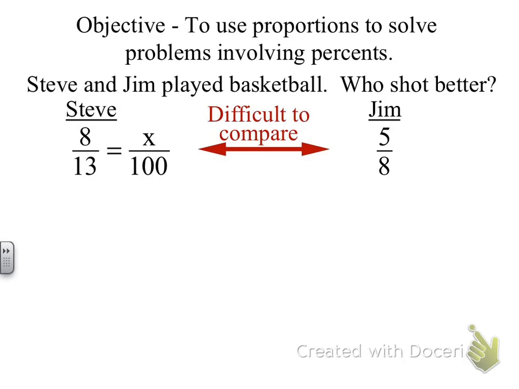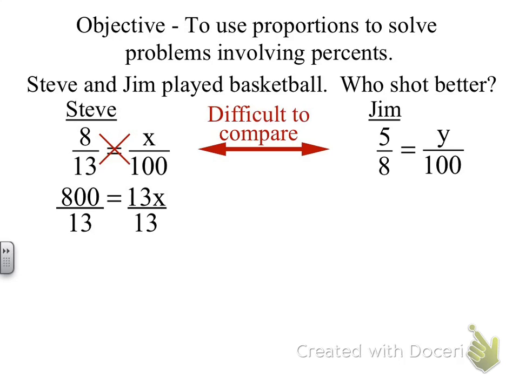And what would I do next, Jazz? We cross multiply to figure out the percent. So what would I get, Jasmine? 800 equals 13x. To get the x alone, we have to use our properties of equality. And we're going to use the division property of equality to get x alone. Divide both sides by 13. And now I'm left with x is equal to 61.5, or 61 5/10.